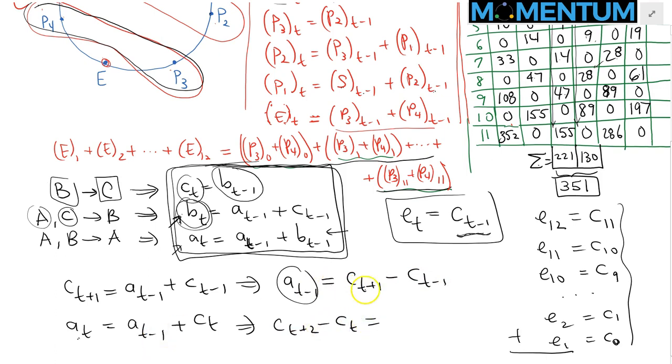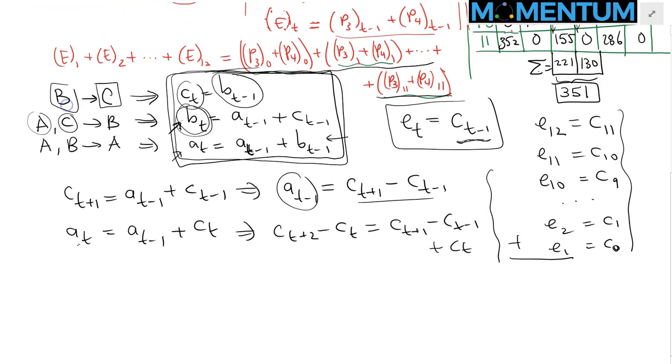is equal to A sub T minus 1, which is the same, C sub T plus 1 minus C sub T minus 1, and finally we have C sub T here. Let's just put the C sub T underneath, plus C sub T. Okay, and that's it. So now we have a recursion. Well, obviously we can do better than that.